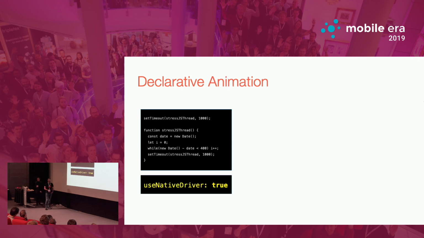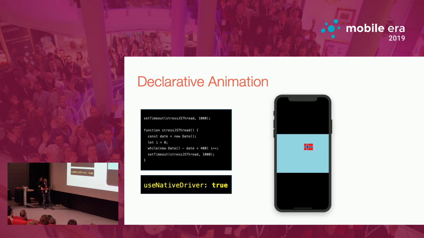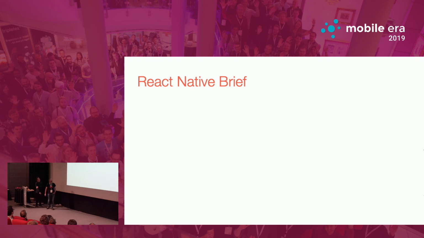So here in our example, we use native driver. We just need to set this property to true when defining animated values. And you can see that despite we still have that busy wait loop, the animation is now looking good.